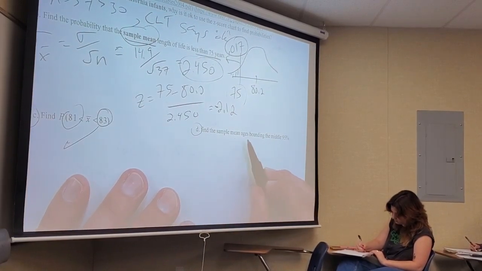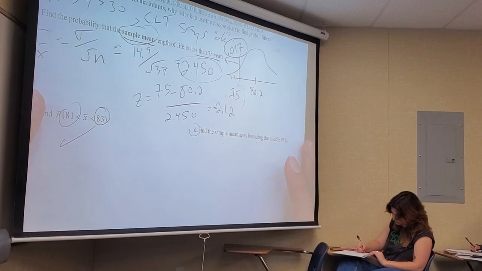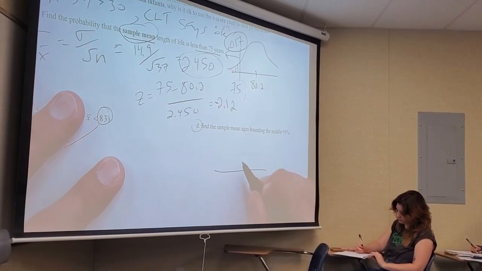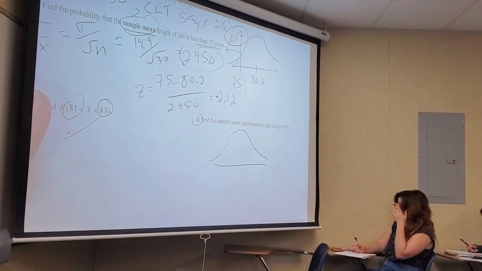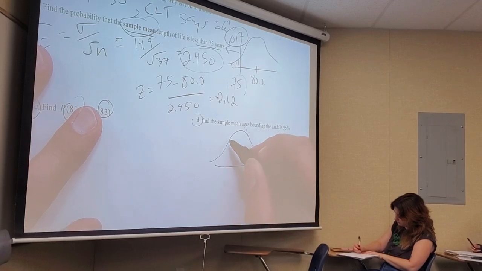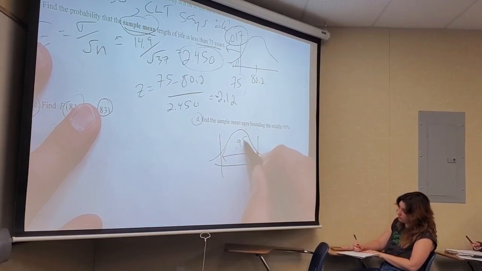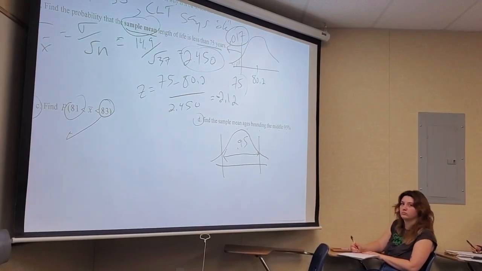The sample mean ages bounding the middle 95%. Right, so like, oh God, Jeff, why? So bounding the middle 95%. Could you guys draw that? The middle 95%. So if I chop it, I want to chop it so that I catch 95% in the middle. Does that visual make sense? I want the middle 95%.